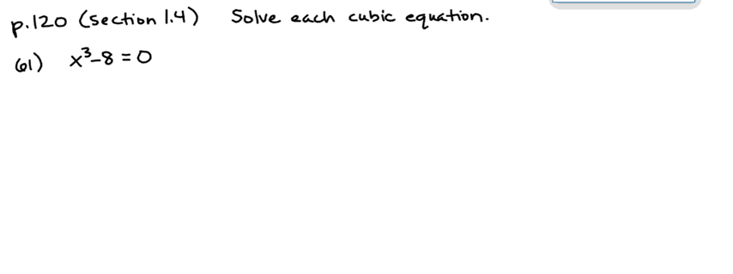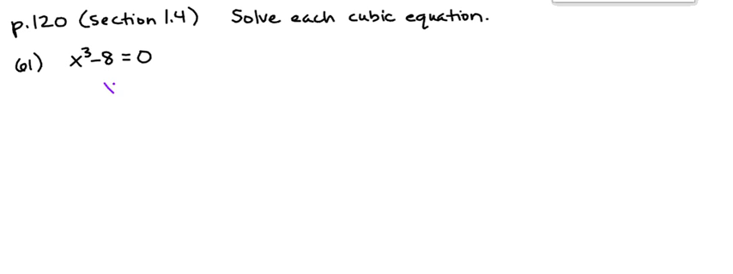This is problem 61 from page 120, and this is in a section where the directions are to solve each cubic equation. So we have the cubic equation x cubed minus 8 equals 0. Okay, looks simple enough. This is what we tend to want to do, but there's a problem. So here's what we would probably do.